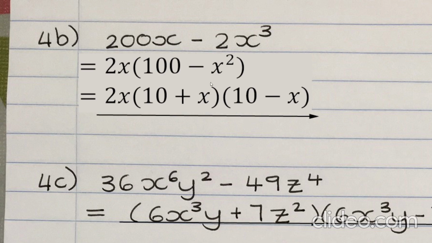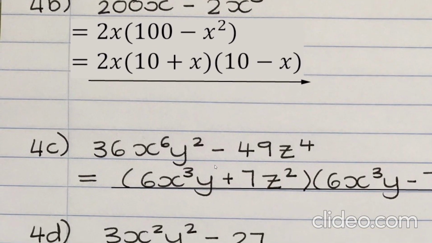Now I can clearly see that this is a difference of squares, right? There's my perfect square 100, there's my perfect square x squared, and I've got a negative. So I open up my two brackets, bring down the highest common factor, don't forget about it. 100 square rooted is 10, and then x squared square rooted is x. There's my positive bracket, there's my negative bracket, they're exactly the same except for the signs.